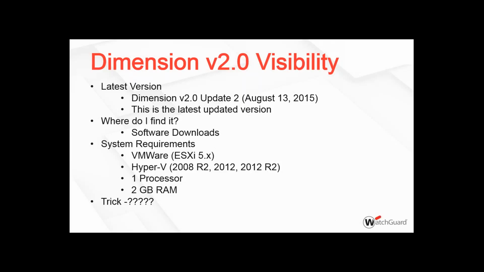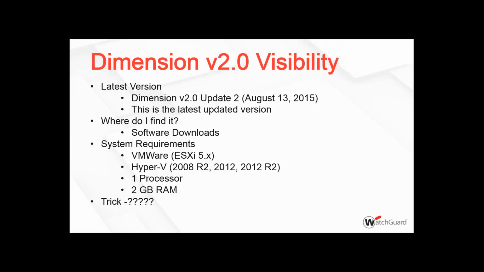Okay, where can you find Dimension 2.0? Basically, you just go back to the WatchGuard site. You're going to go into the software download section, and you'll see Dimension listed there as a download option. When you download it, there will be release notes, and in the release notes, it gives you the instructions that you need to install Dimension either on VMware or on Hyper-V. Those are the only two supported platforms for Dimension. For VMware, it has to be ESXi version 5.x or higher, and for Hyper-V, it can be Windows 2008 R2, 2012, or 2012 R2. So it works on both platforms.